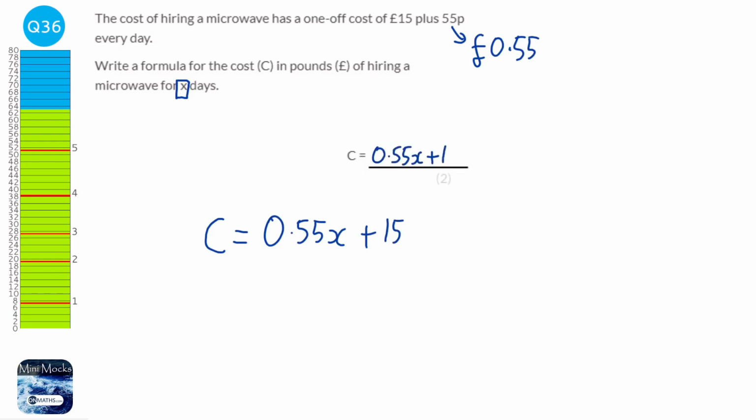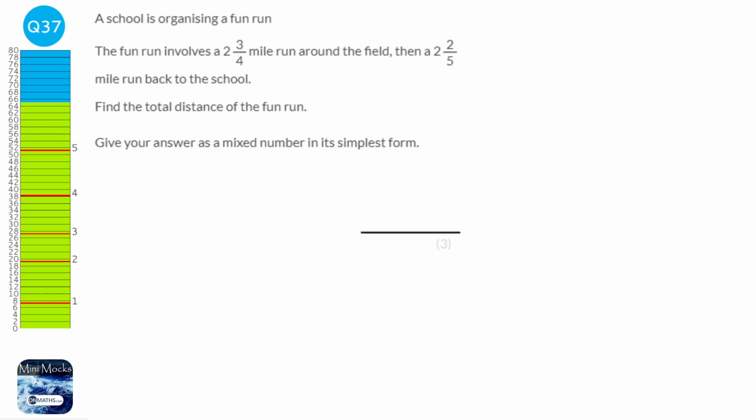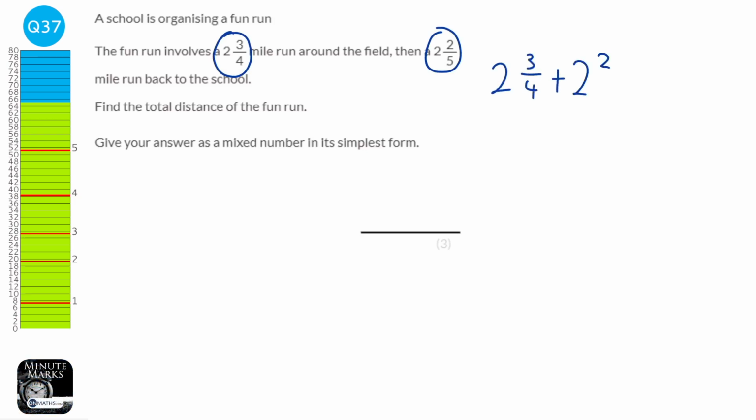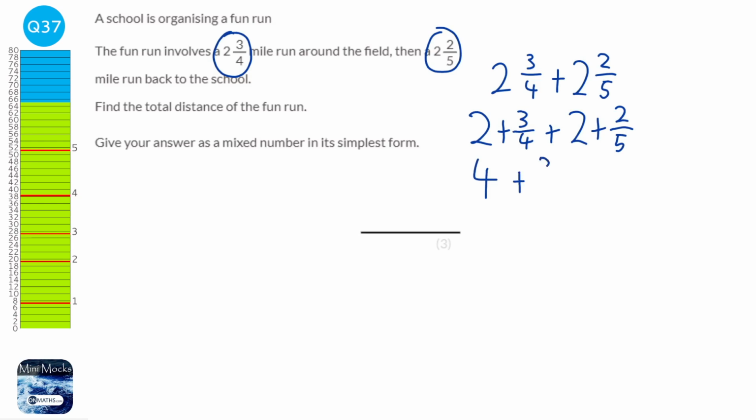0.55x plus 15. So in this question, we basically need to add the 2 3/4 and the 2 2/5. So we're going to do 2 3/4 plus 2 2/5. Now, if I just rewrite this, 2 3/4 can be written as 2 plus 3/4, plus 2 plus 2/5. So we can add the two 2's together to make 4. And then all we need to do is add the 3/4 and the 2/5.